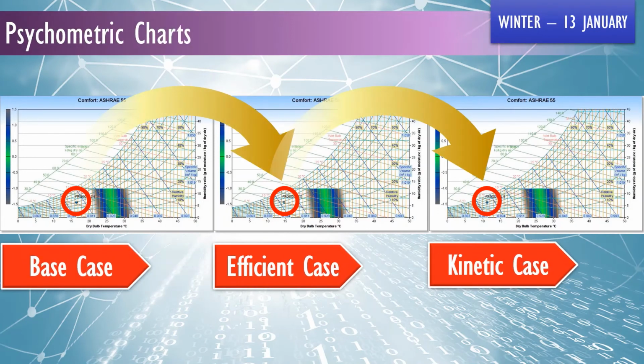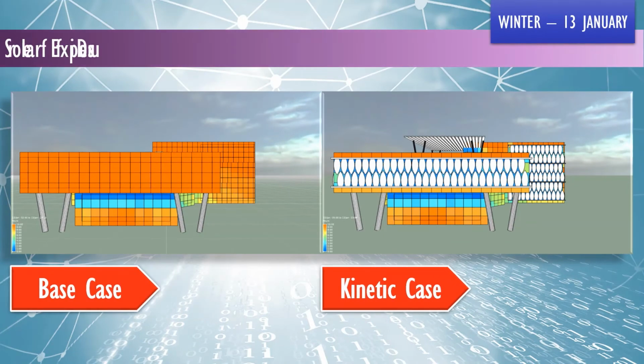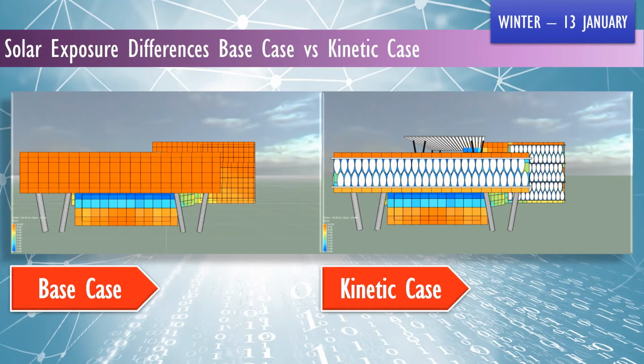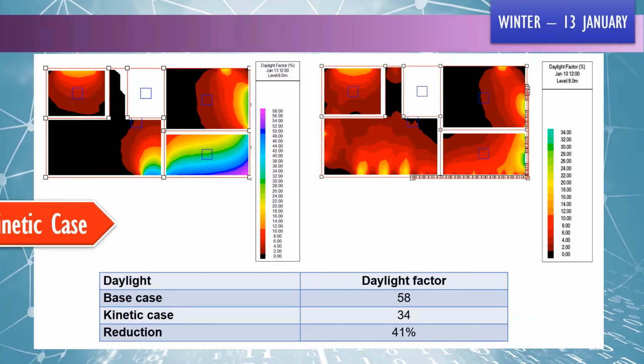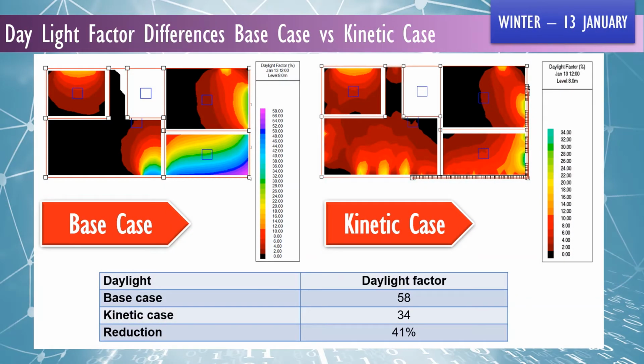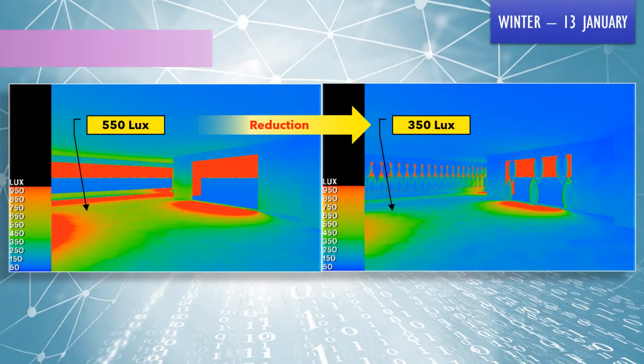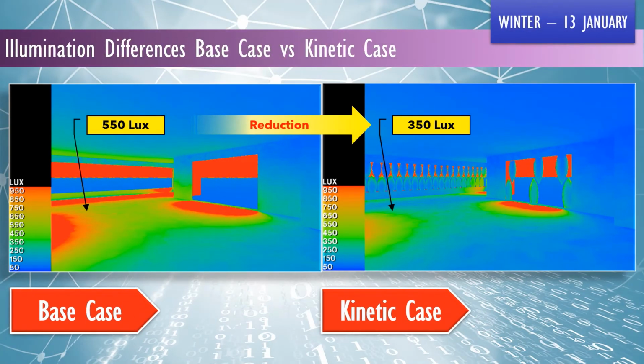Looking at the psychometric chart, we see that the dot has moved away from the comfort zone in this scenario, which shows that our strategy didn't work as expected in winter. Significant solar exposure differences on the south elevation from base to kinetic cases. Daylight factor has reduced by 41% from base to kinetic. For illumination, lux has reduced by more than 50%.